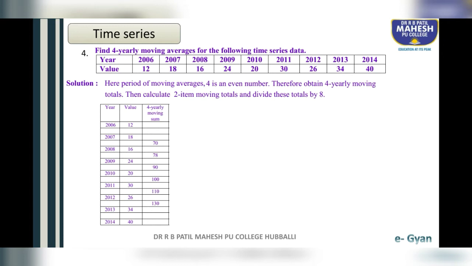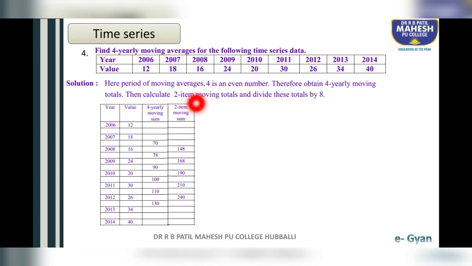So after finding this, the extra step is that in the next column you have to add 2 values. 2 values means 70 plus 78 is 148. Again leave this 70. Next 78 plus 90 is 168. Again leave 78. Next 90 plus 100 is 190. Again leave 90. Next 2 values. 100 plus 110 is 210. Leave 100, next two values. 110 plus 130 is 240.